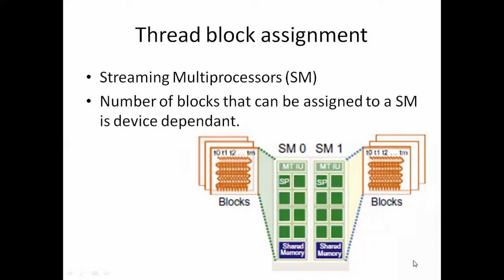Here in this image, you can see, for example, if we have two streaming multiprocessors, for one streaming multiprocessor we are assigning 3 different blocks, and for the other streaming multiprocessor also we are assigning 3 different blocks. So the number of blocks assigned to a streaming multiprocessor will be device dependent, because it is the device which will let us know how many streaming multiprocessors it has.